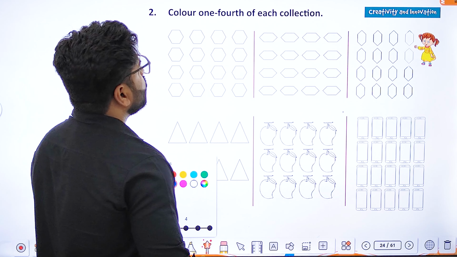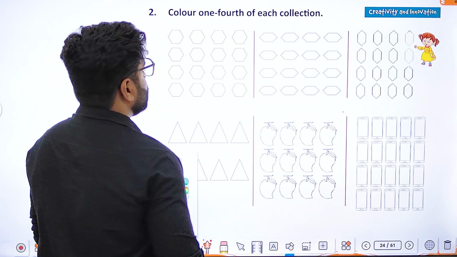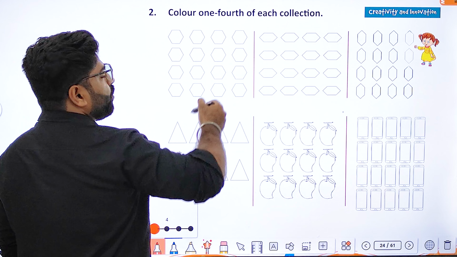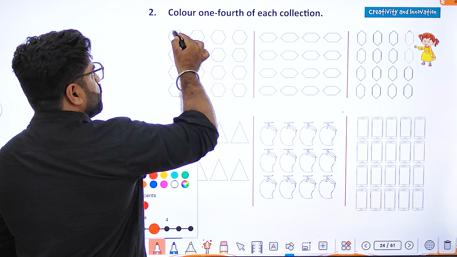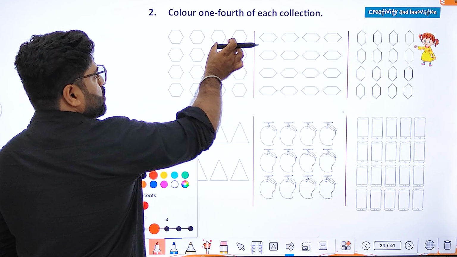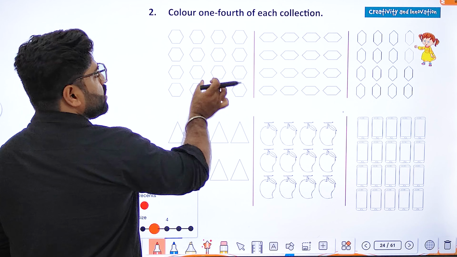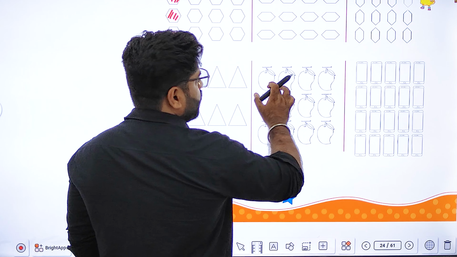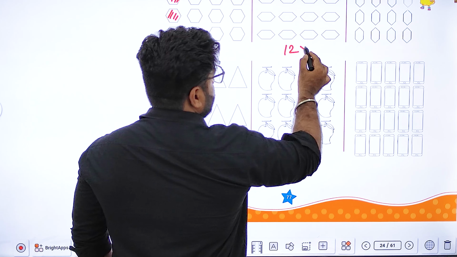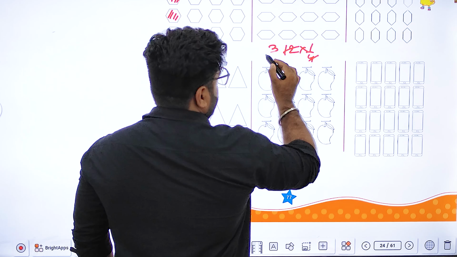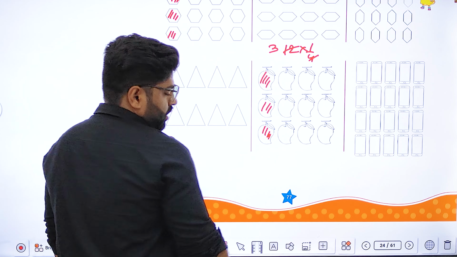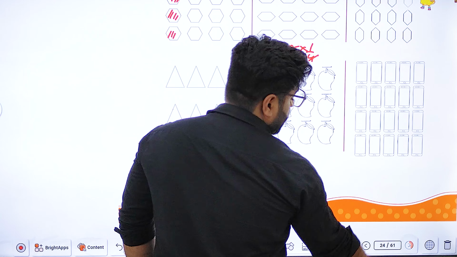Here we have to color 1/4 of each collection. So there are total how many? 1, 2, 3, 4. And 4 fours are 16 figures. There are 4 rows. Sorry, we are having 4 columns. So we have to shade one column. That is 1 by 4 of it. Okay, if we see here we are having mangoes. How many mangoes are there? 1, 2, 3, 4. 3 fours are 12. So 1 by 4 of 12 is 3. So we have to shade 3 mangoes. Clear? In the same way, you have to solve the rest of the parts.